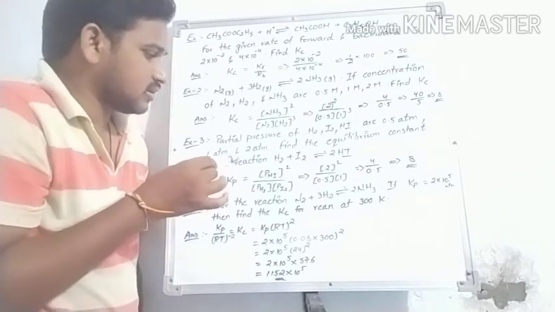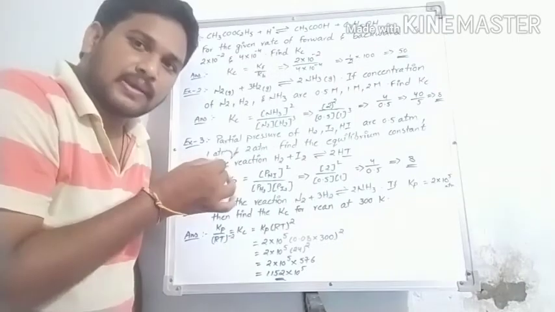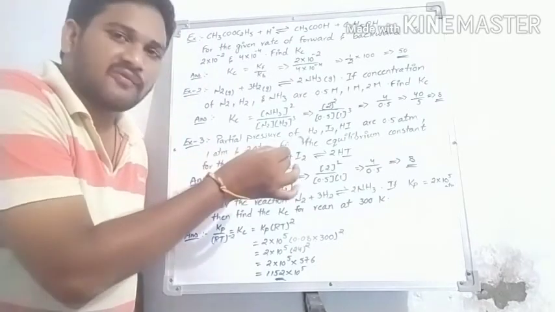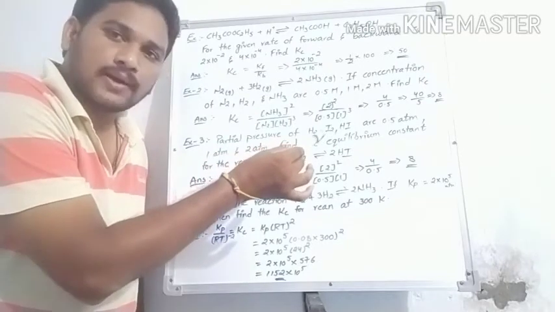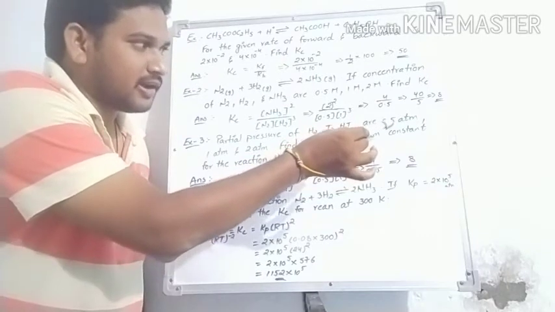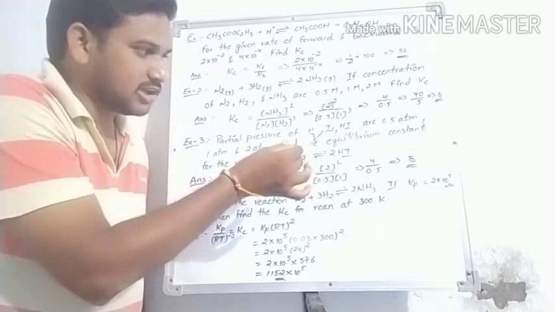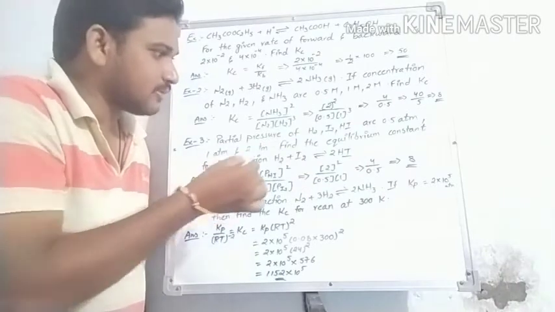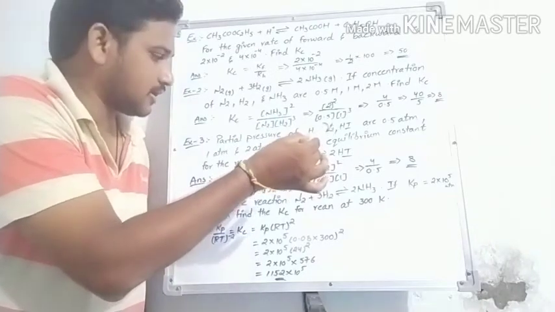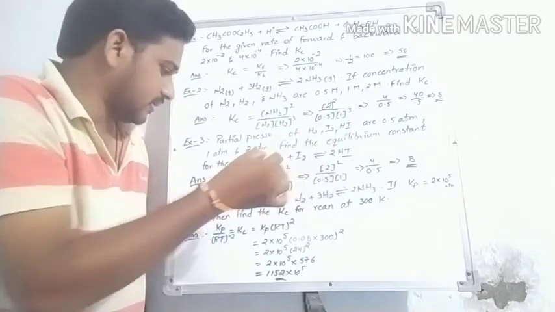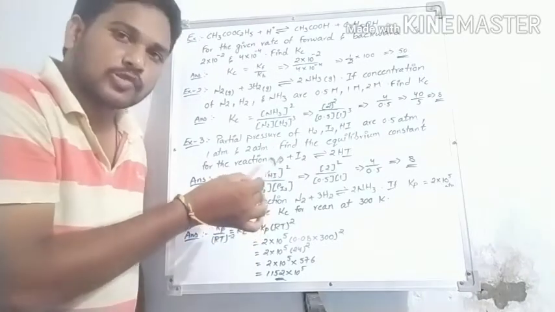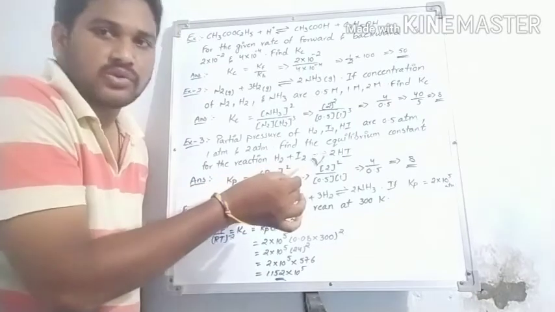Students, one more example is given based on the partial pressure, where the partial pressures of H2, I2, HI are given: 0.5 atmosphere belongs to the H2, 1 atmosphere belongs to the I2 and 2 atmosphere belongs to the hydrogen iodide. Find the equilibrium constant for the reaction, where the reaction is H2 plus I2 is given as 2HI.